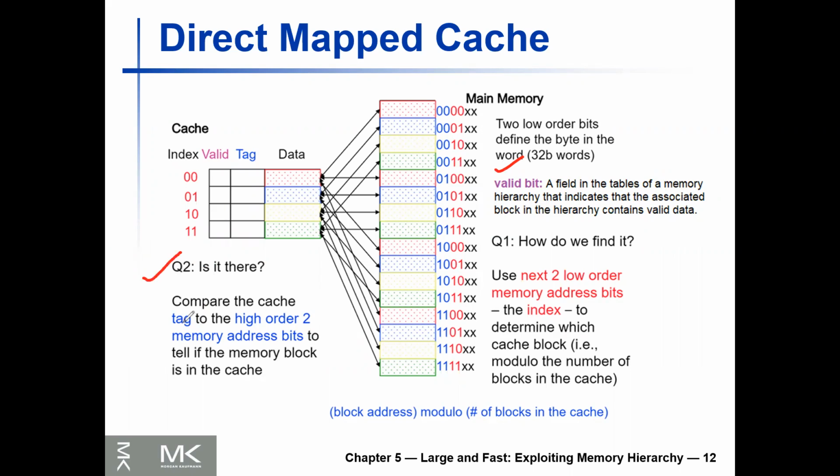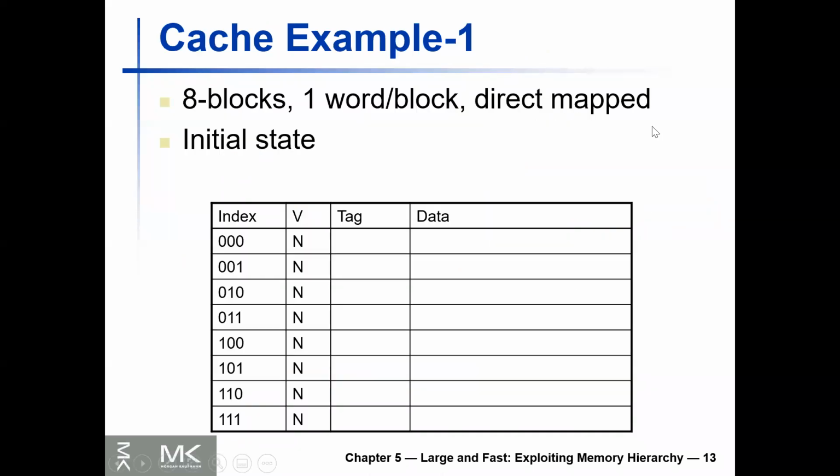Compare the cache tag to the higher order 2 memory address bits to tell whether the memory block is in the cache or not. As I just told you, this one is going to be matched with that one. If it is there, then fine. If not, go down and bring it here. This is the way. Now consider some examples.